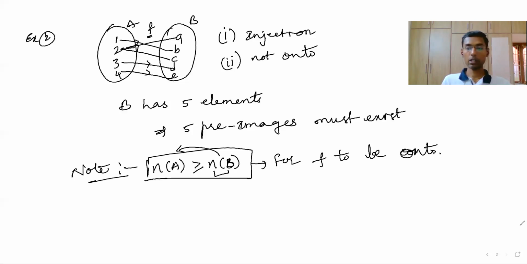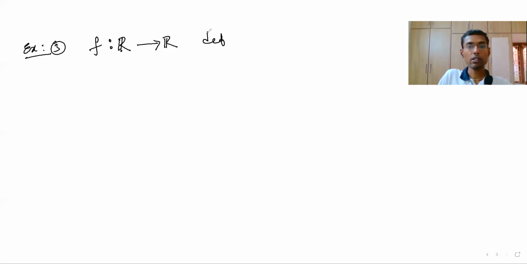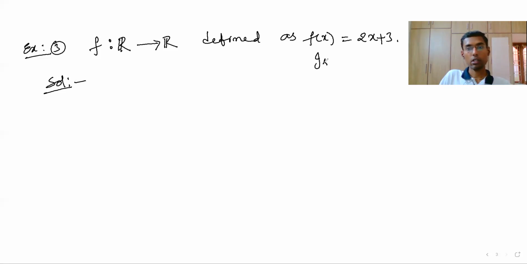All right. So then we'll take the next example. Let's go for the next example. Now let's take an infinite function. Let's take R to R, real numbers to real numbers. F is a function from R to R defined as f of x equal to 2x plus 3. Is it an onto function or not? It is an onto function.